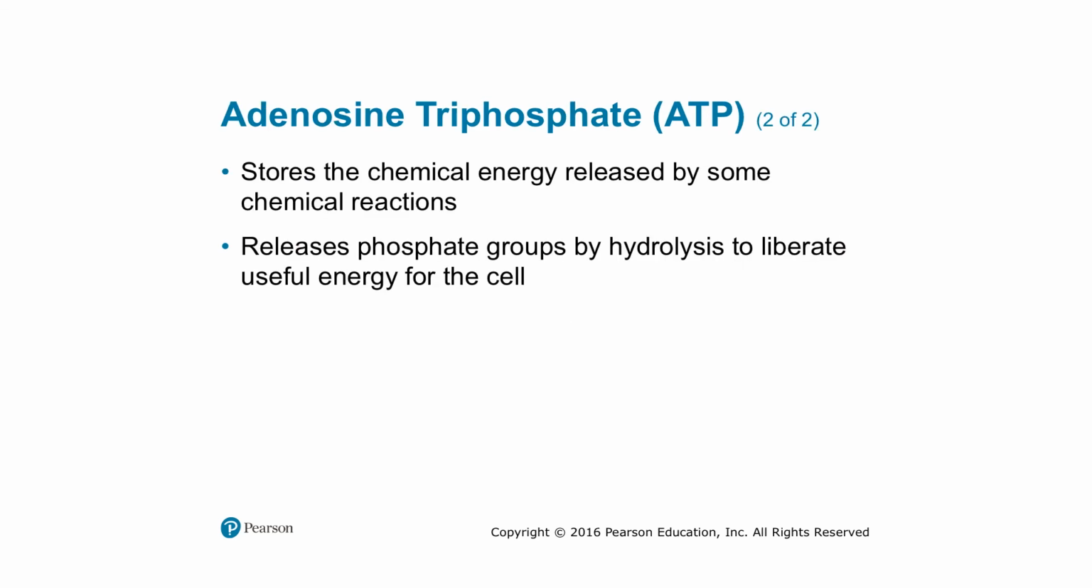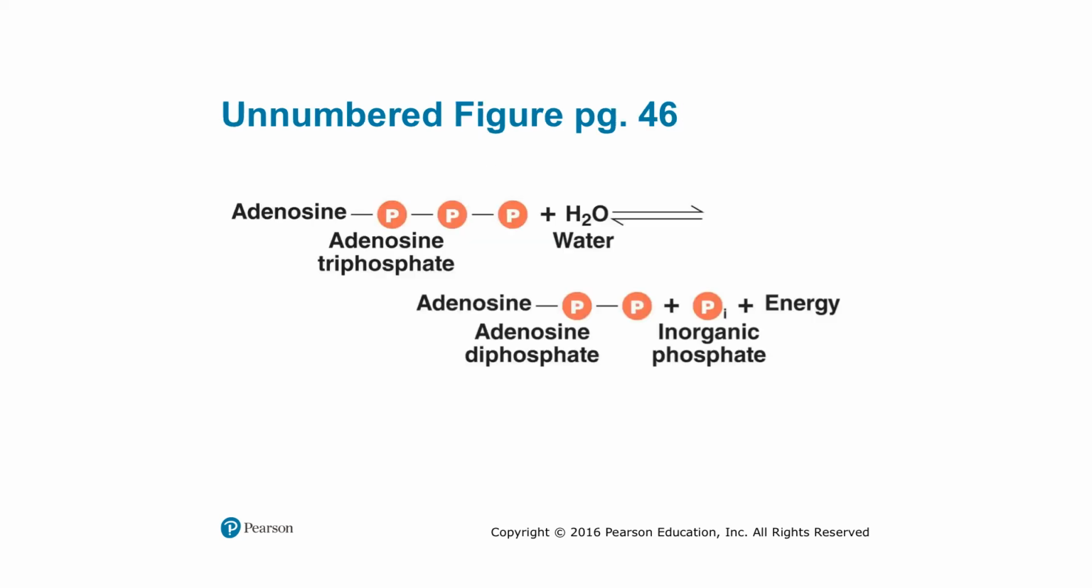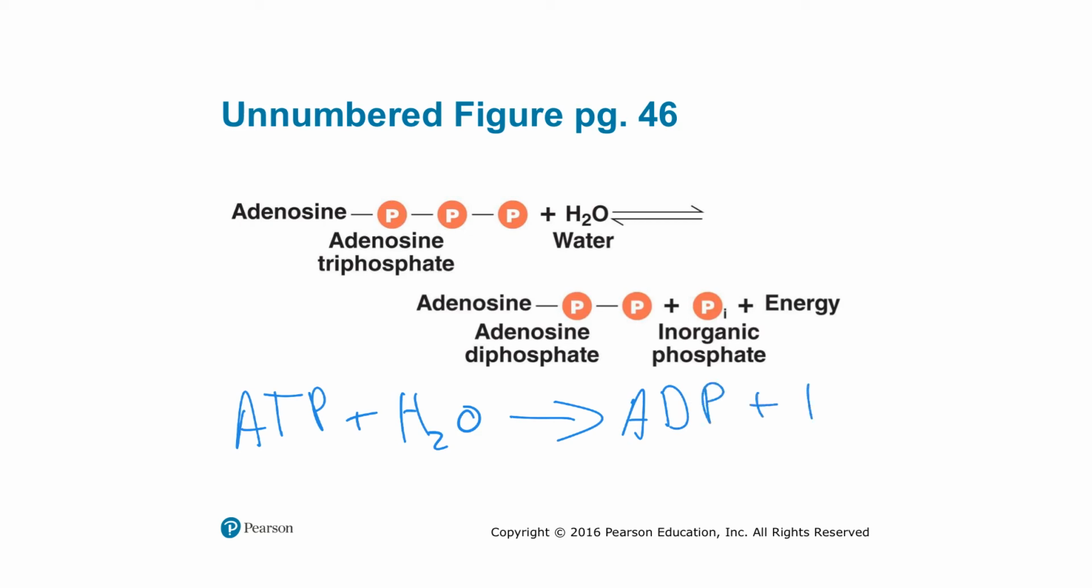So adenosine triphosphate is going to store that chemical energy that's released by some of the chemical reactions, and it's going to release phosphate groups by hydrolysis to liberate useful energy for the cell. Usually the way I write this is ATP plus H2O gives us ADP and the inorganic phosphate.